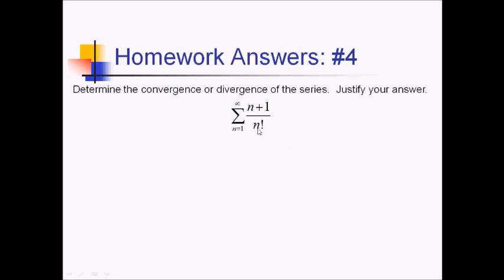n factorial grows way faster than n plus 1, so this will go to 0 if I take the limit of the nth term. So that's not going to prove anything. I need to use the ratio test next. It's not a geometric series, so let me use the ratio test to get to the bottom of this.